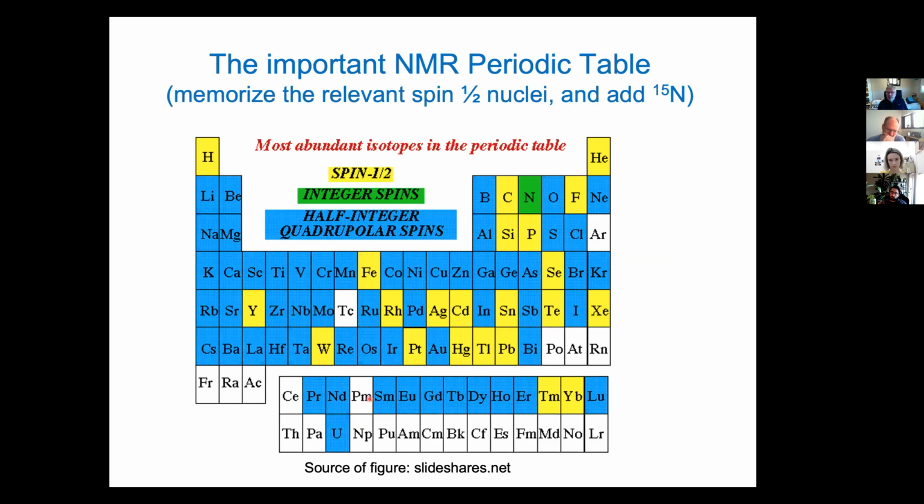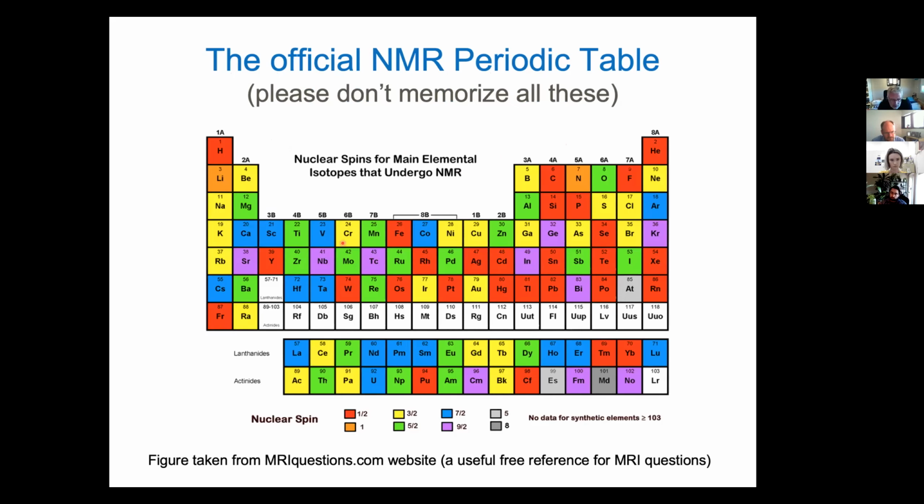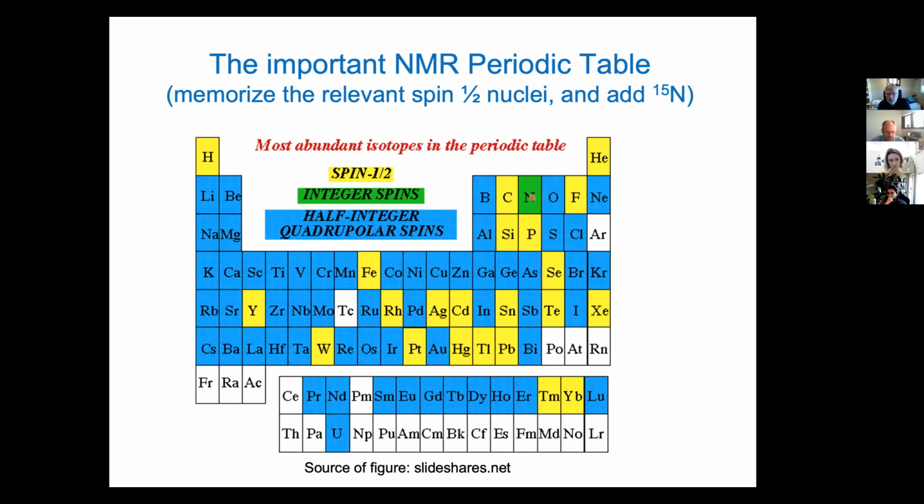So you can simplify this. You can say which are the spin 1/2s and which are what we call quadrupolar nuclei. Quadrupolar nuclei means everything from 1, 3/2, 5/2, 7/2, 9/2. That's all the quadrupolar nuclei, and those are mostly the blue ones. There's the odd one that is green. That's given here because it's got this number 1. That's for nitrogen 14. But there is, in fact, a spin 1/2 nucleus for nitrogen, which is nitrogen 15.